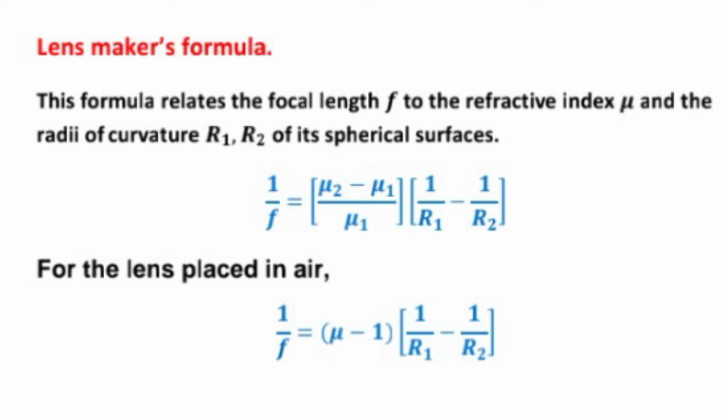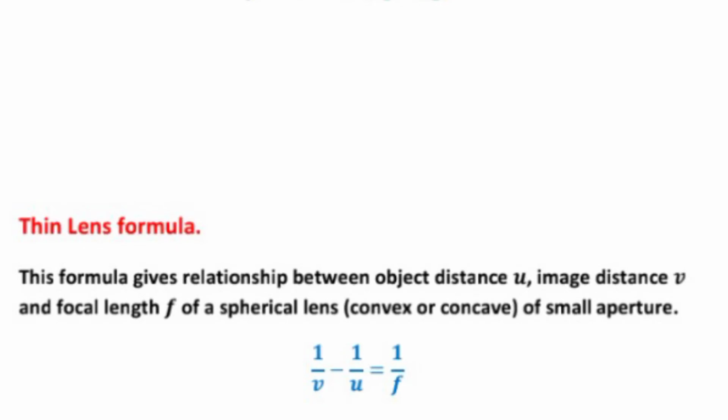Now, thin lens formula. This formula gives the relation between object distance u, image distance v, and the focal length f of a spherical lens, convex or concave, for small aperture. 1 upon v minus 1 upon u equal to 1 upon f.